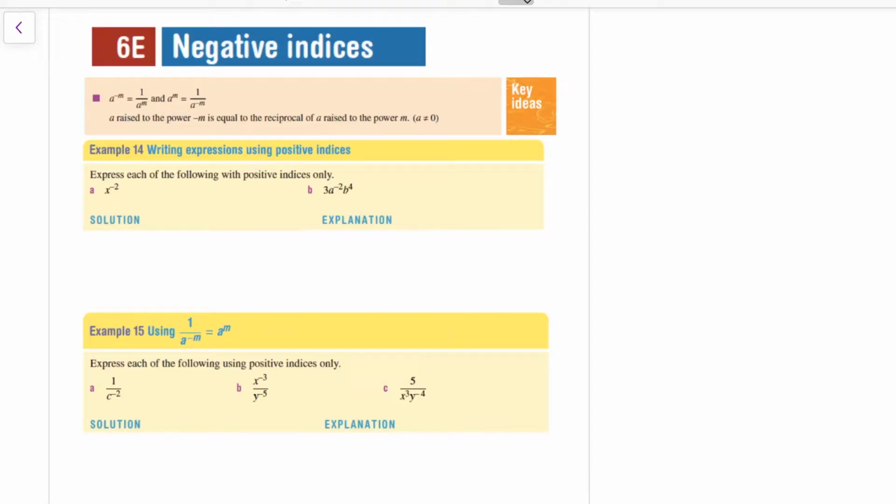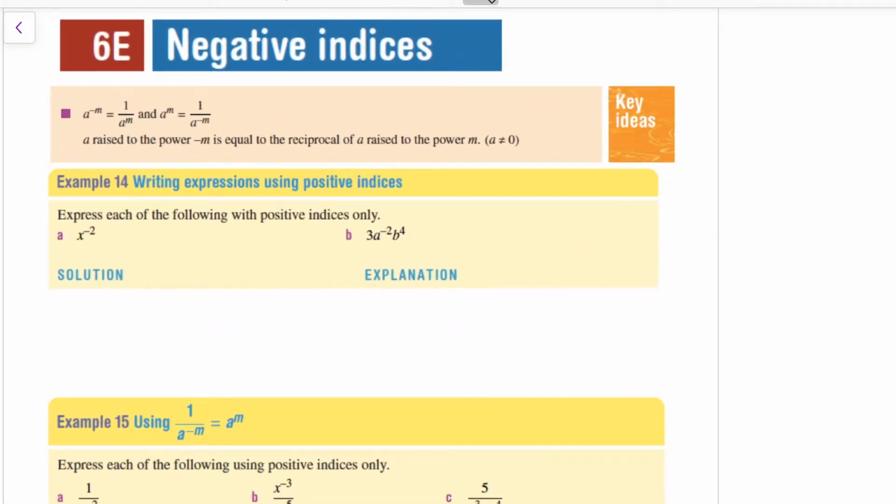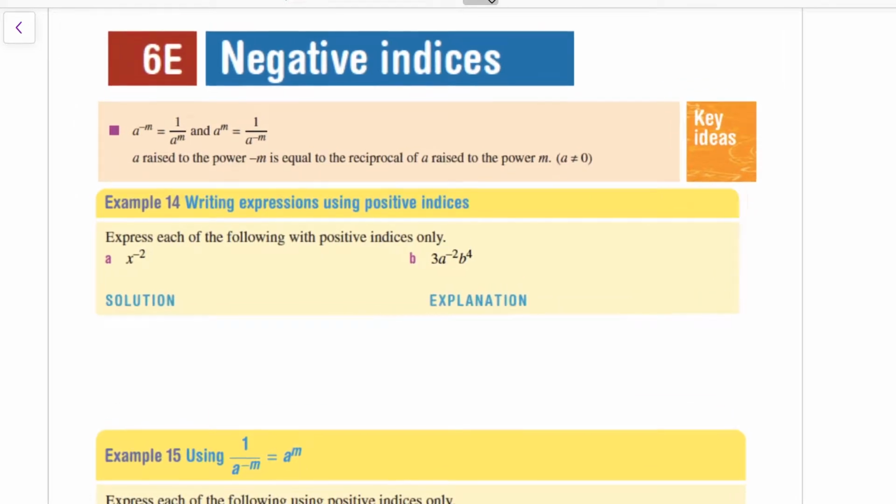Today we're going to be looking at negative indices. So this is our learning intention for today. If you wouldn't mind, first of all, making sure that you write that in your diaries. Our learning intention is for negative indices.